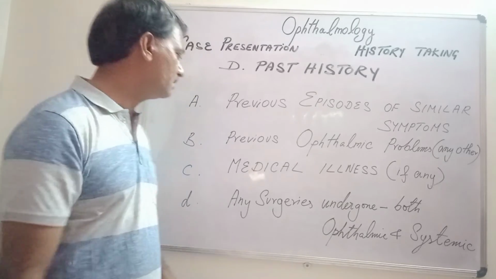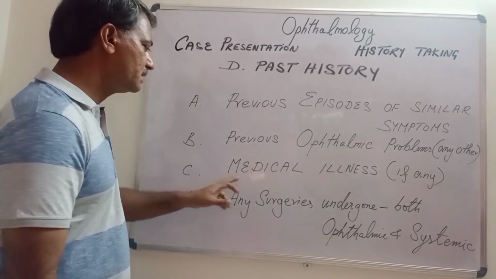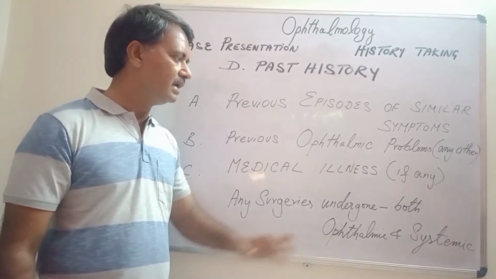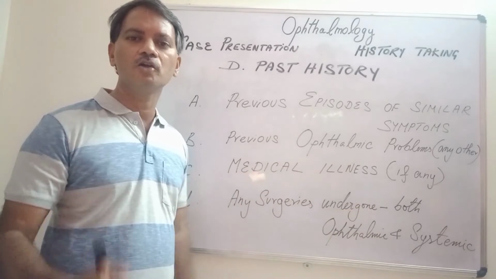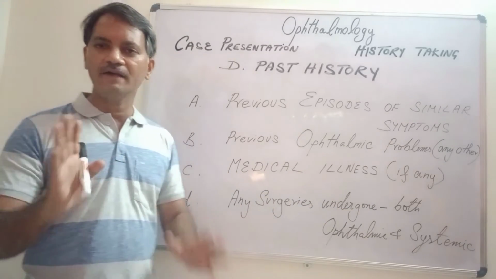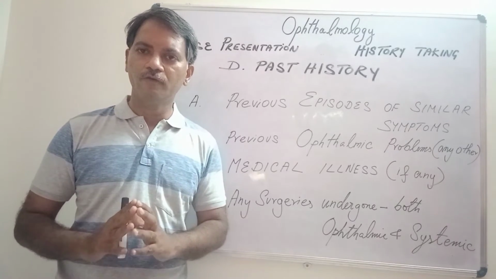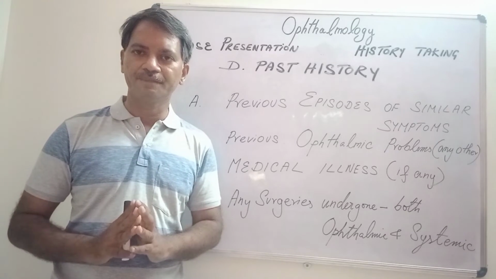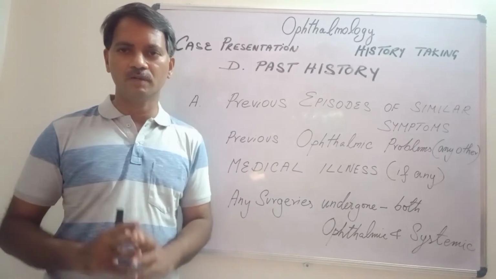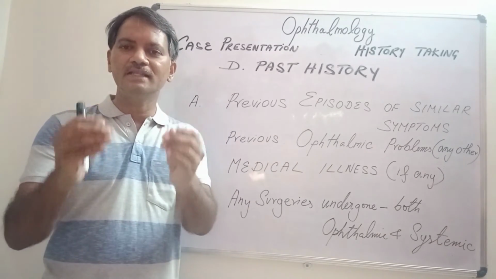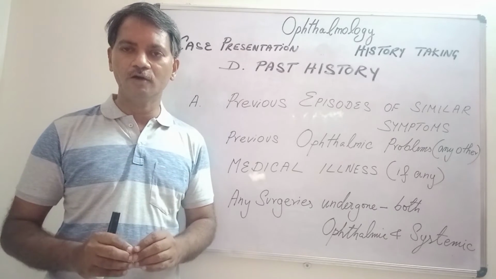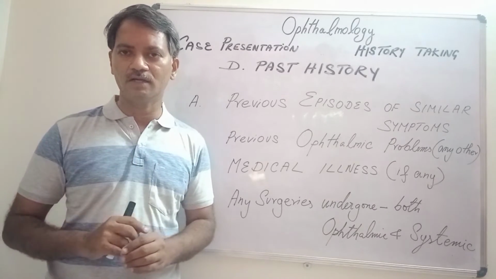The third question is whether the patient is having any medical illness for which he is getting treatment or not getting treatment. You should ask only like that. Are you having any problems in your body for which you are getting treatment? If the patient says, I am having this problem, I am having that problem, then you should get the details of that. What is the treatment he is getting? All those things have to be properly recorded.